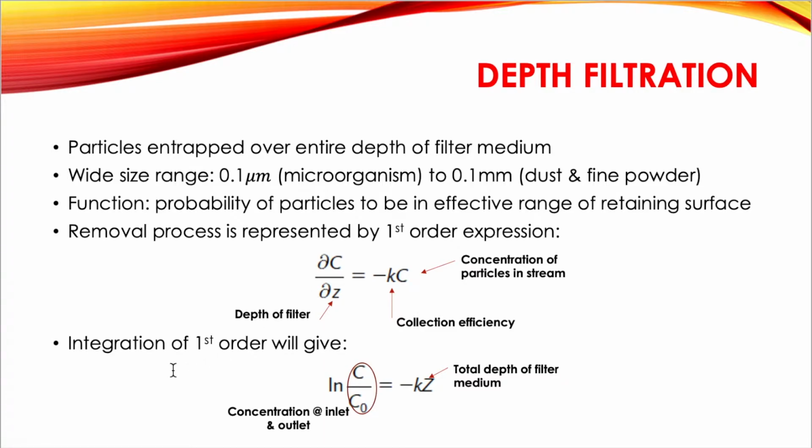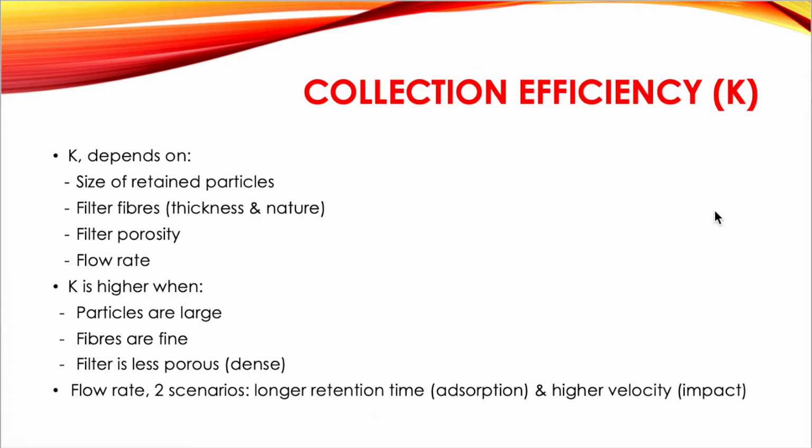So if you integrate the first order, then we will get ln C over C naught, which is the outlet concentration against the initial or inlet concentration, equals minus K times Z, which is the total depth of filter media, with K the collection efficiency.